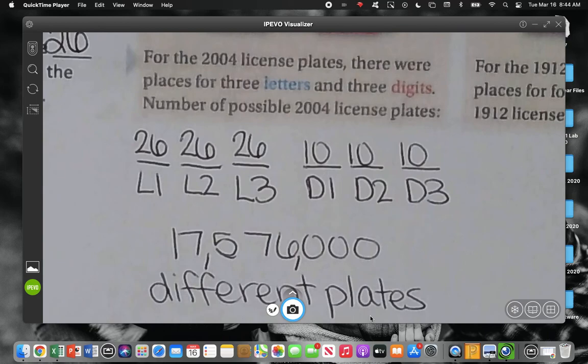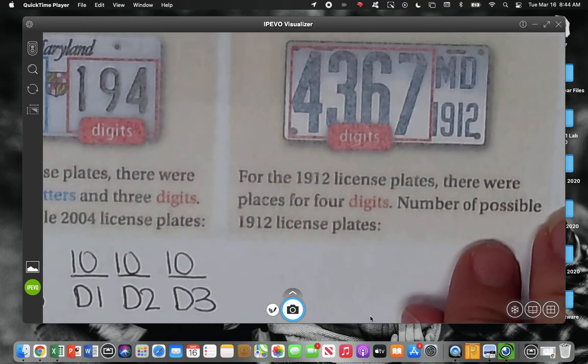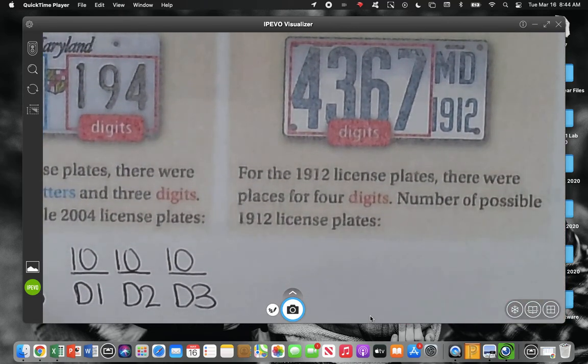Now, if you go back to where they were in 1912, they only had digits. They didn't have letters. Do you guys think that that's a good idea or a bad idea? Good. Why do you say that? I don't know. Okay. Why do you think over time they started putting letters in? Too many people get their license. Hmm? Because they ran out of numbers.